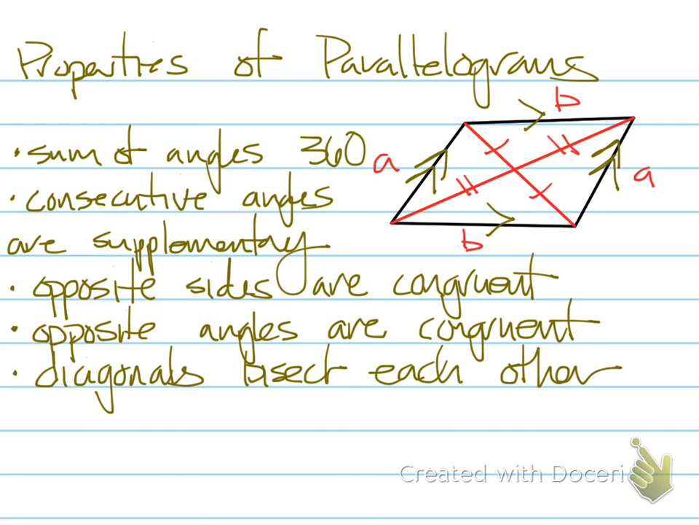Some of the properties of a parallelogram are: for all quadrilaterals, the sum of the angles is 360. For parallelograms, the consecutive angles are supplementary, so the angles that are next to each other add up to 180. The opposite sides are congruent, the opposite angles are congruent, and the diagonals bisect each other.